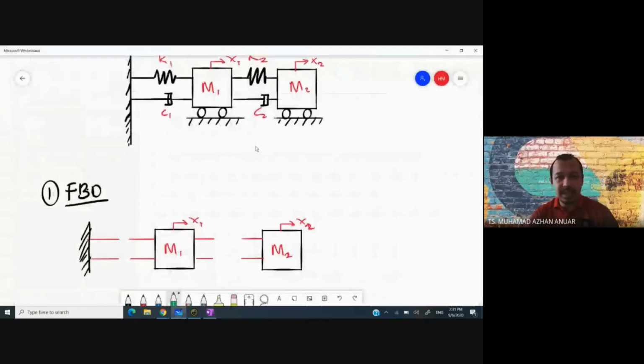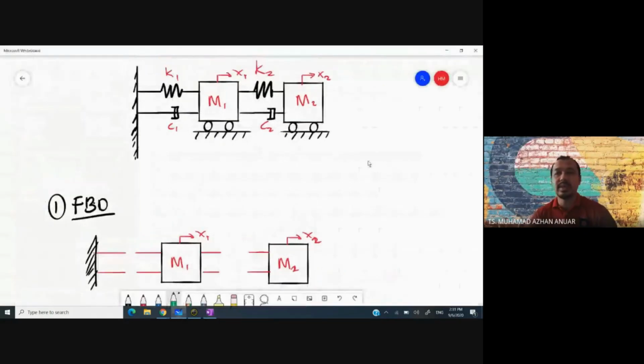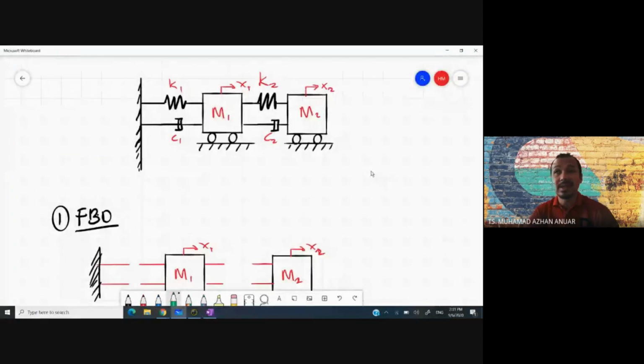So for multiple degree of freedom systems, we are talking about 2 degree of freedom systems thoroughly. But for more than that, I just introduce you to the understanding behind it, the fundamentals behind it. Okay, so we will go up to the response for 2 degree of freedom systems.